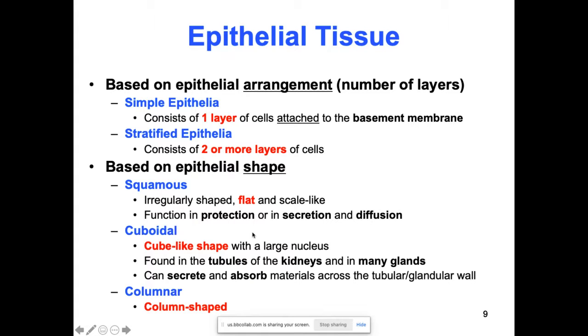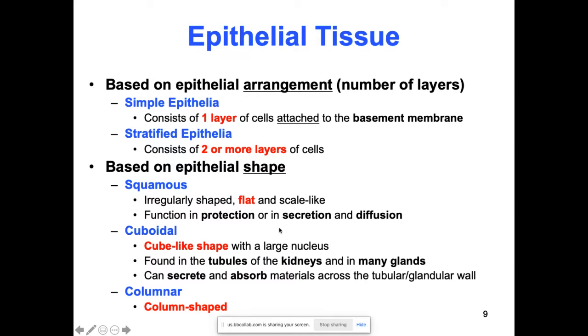Now there's different functions for them. Squamous is for protection, secretion, and diffusion. Remember, diffusion is when you have something that can pass through a membrane. So we have oxygen and carbon dioxide that can pass through a membrane. We have sodium and potassium that can diffuse across a membrane.